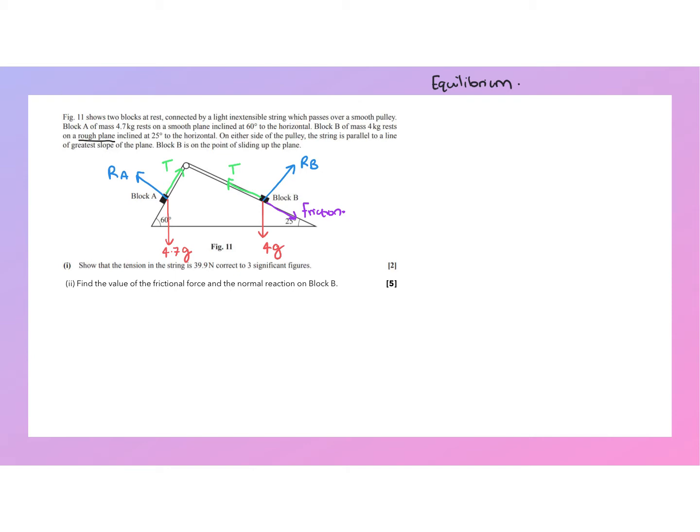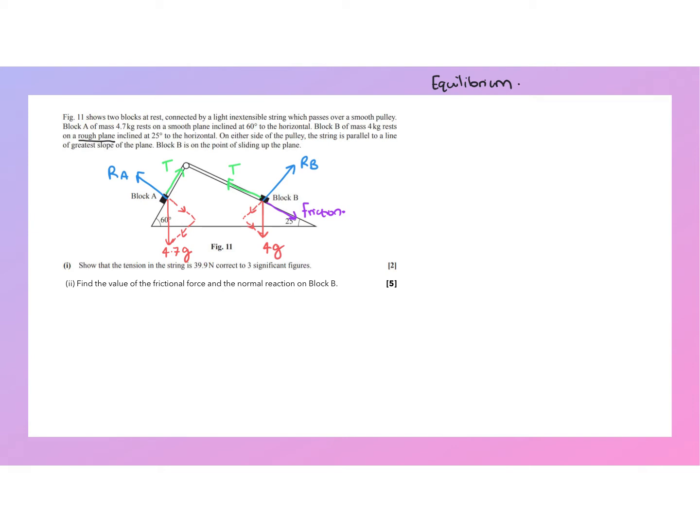I'm also going to draw in the components of the weight of A, like that, and the components perpendicular and parallel to the plane for the weight of B as well. So, part 1, show that the tension in the string is 39.9 newtons, correct to 3 significant figures.